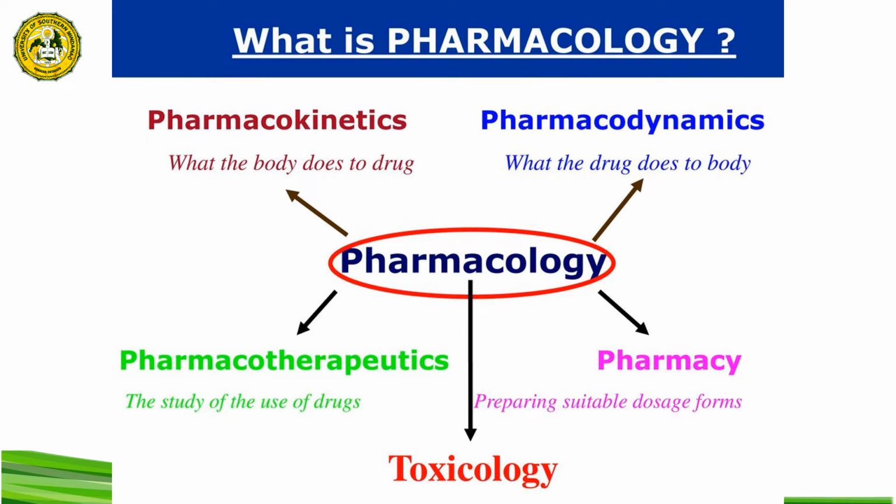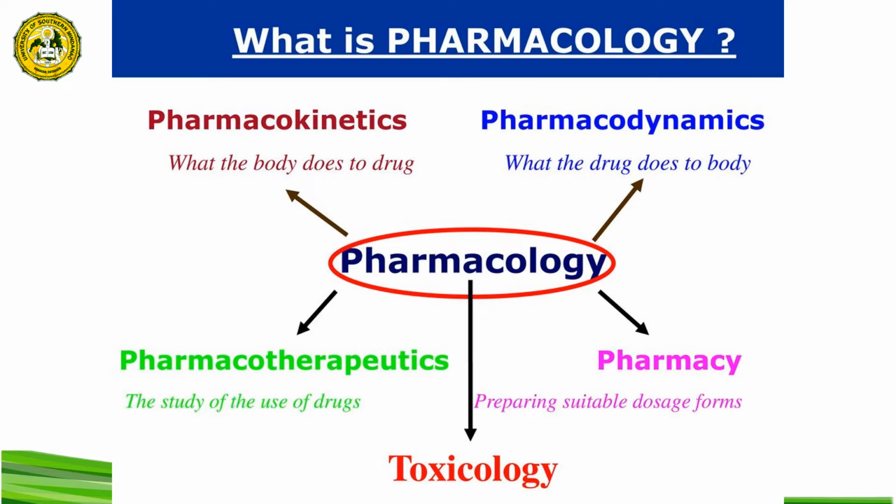We start with pharmacokinetics and pharmacodynamics. Usually they are in tandem. We also have pharmacotherapeutics, toxicology, and pharmacy. When we say pharmacokinetics, that will answer the question, what the body does to the drug. Pharmacodynamics, on the other hand, will answer the question, what the drug does to the body.